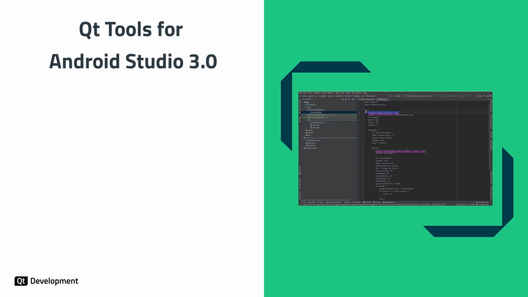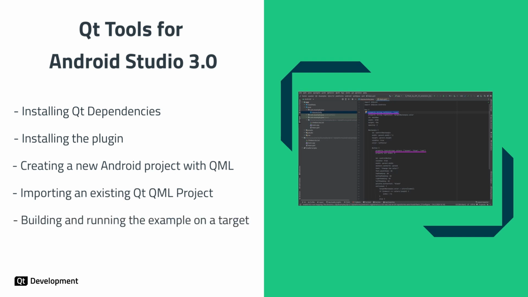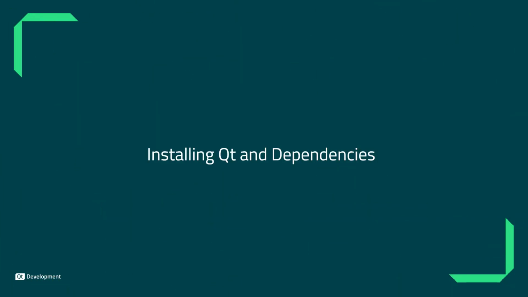In this video, we'll cover installing Qt Dependencies, installing the plugin, creating a new Android project with QML, importing an existing Qt QML project, and building and running the examples on a target.